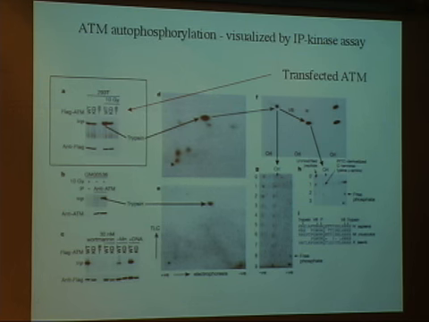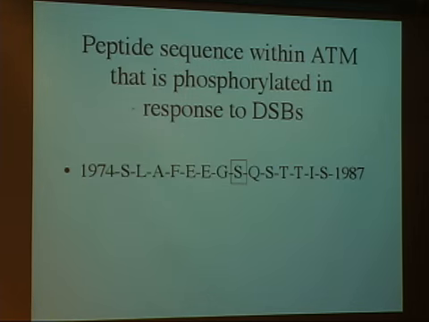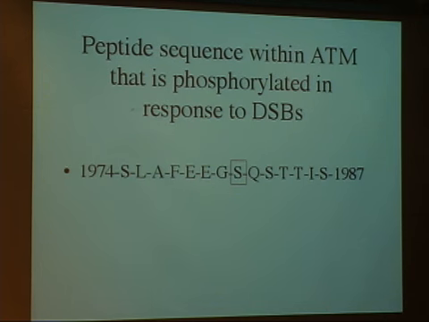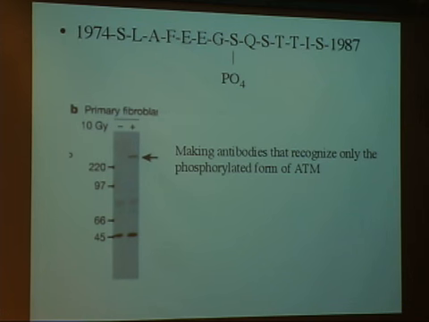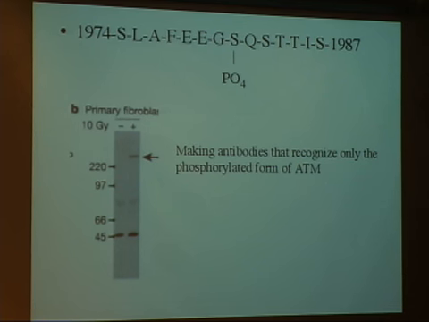So this peptide is then excised from the gel and sequenced, okay? And so to make a long story short, what they were able to sort out is that within the ATM sequence, it's this particular serine here that gets autophosphorylated in response to DNA damage, okay? And so that allowed them to make a very useful reagent. And that's the whole point of introducing this, which is that they were able to use this peptide, and in particular the phosphorylated form of this peptide, to generate an antibody that only recognizes the phosphorylated form of ATM.